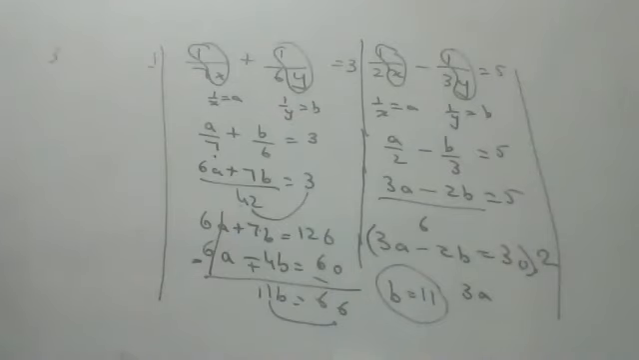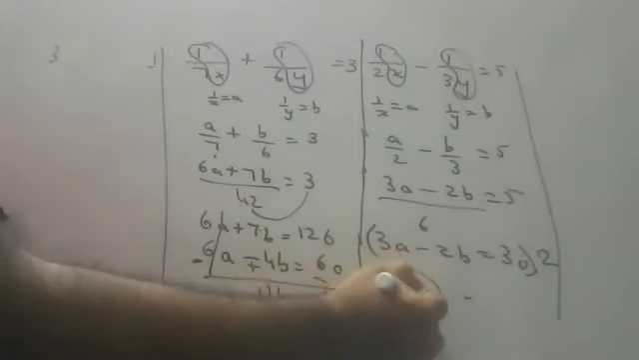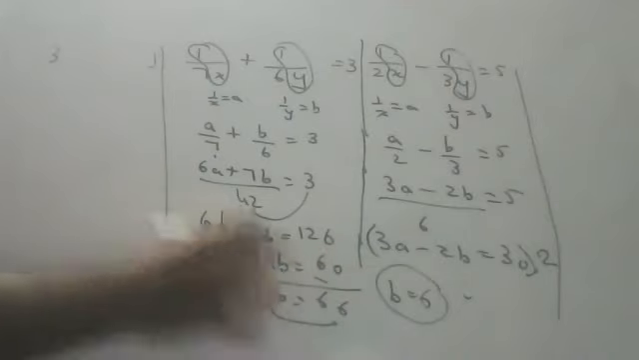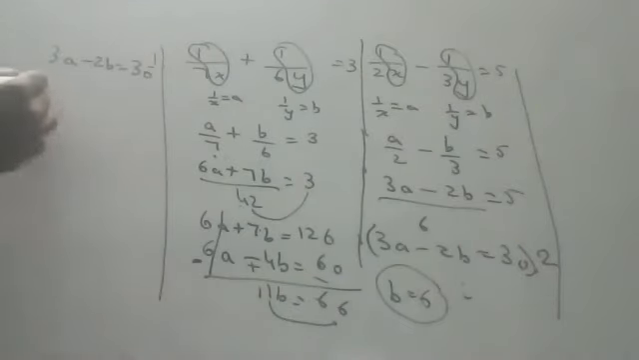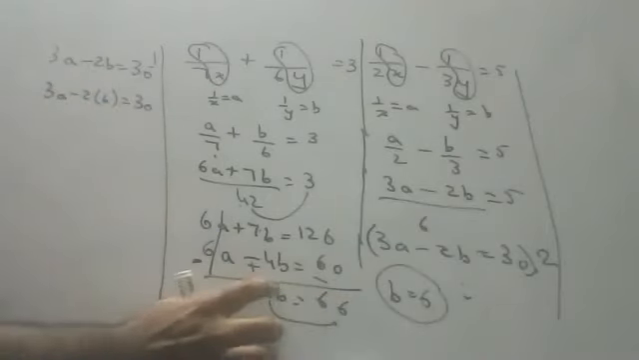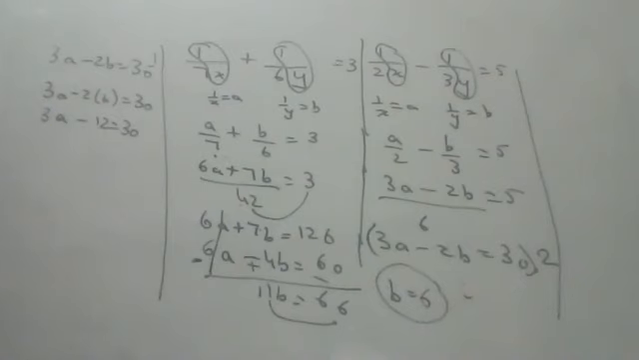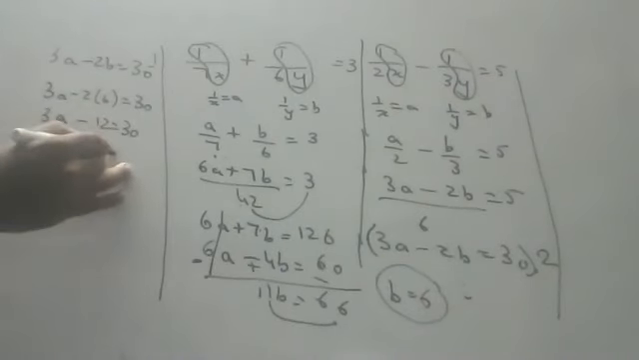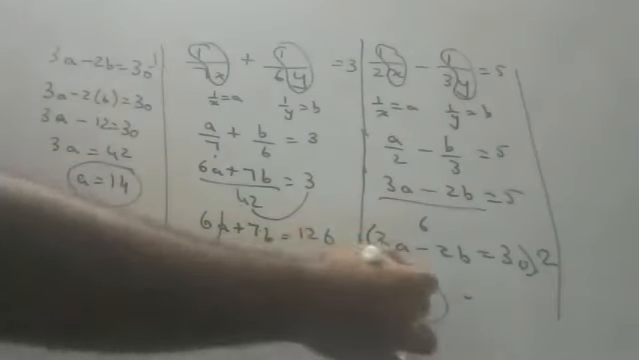Sir, b is 6. Okay, b is 6. Sorry, children. I'm very sorry. 66 by 11 is 6, children. So, 3a minus 2b is equal to 30. If ever I make any mistake, please tell me. Thank you so much. 3a minus 2 into 6 is equal to 30. This 66 by 11 is 6. 3a minus 12 is equal to 30. So now what comes? 3a is equal to 42. a is equal to 14, b is equal to 6.